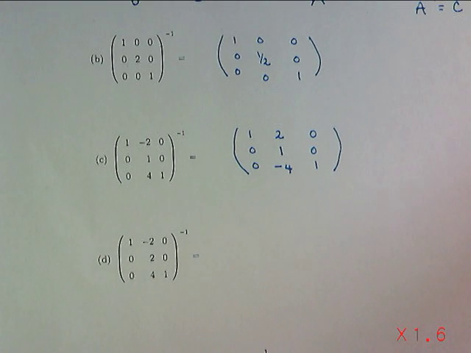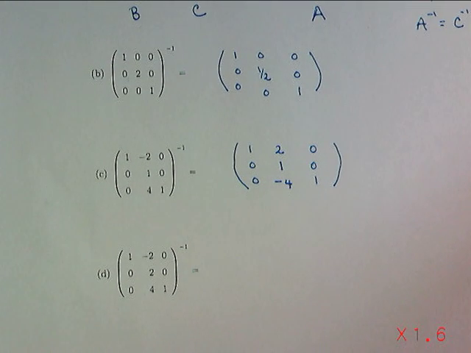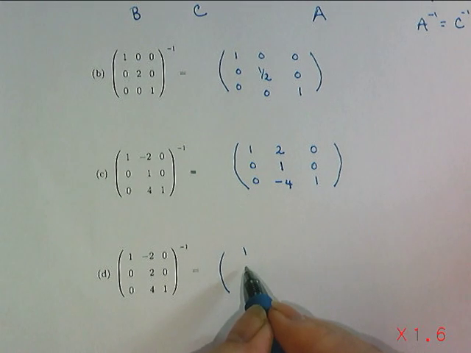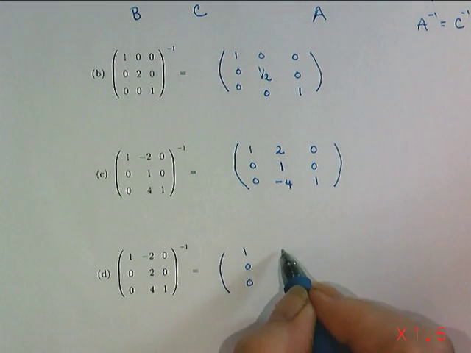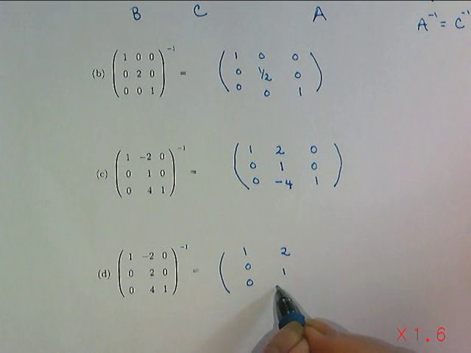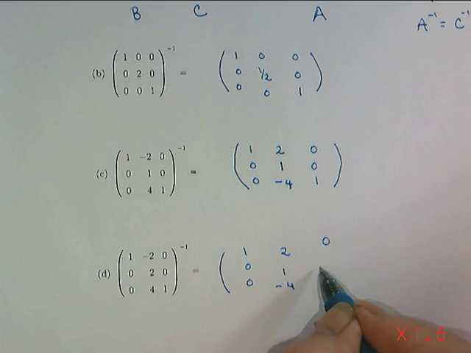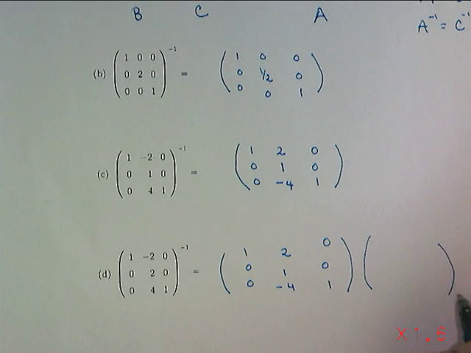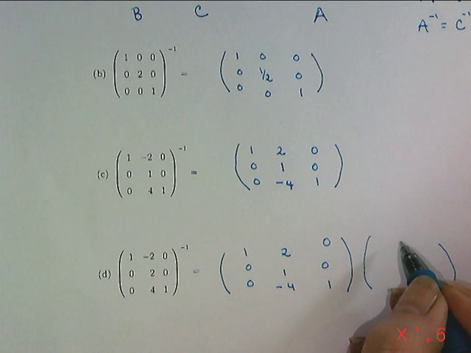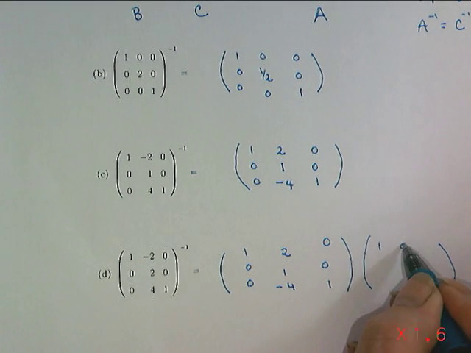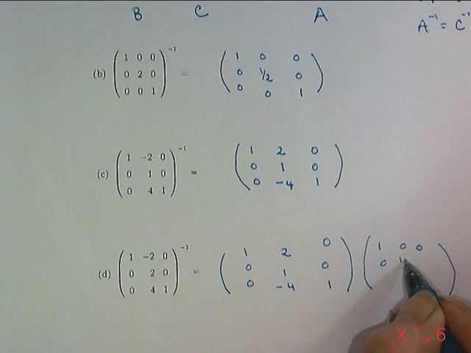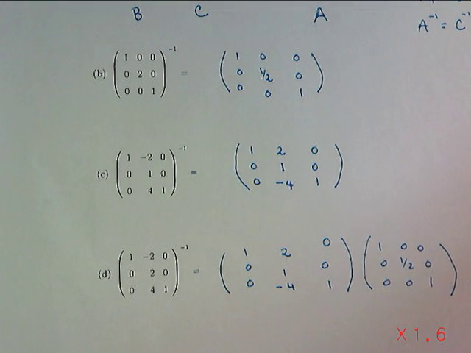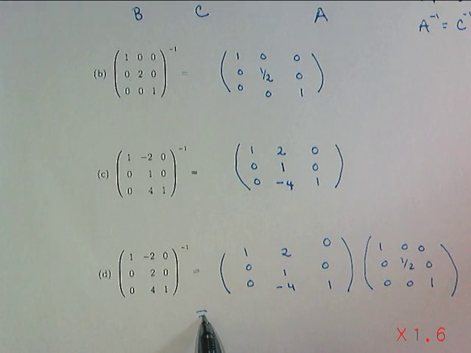So what I need to do here is take the inverse of C, which was 1, 0, 0, 2, 1, negative 4, 0, 0, 1, and multiply it on the right by the inverse of B, which was 1, 0, 0, 0, 1/2, 0, 0, 0, 1. And so I can do that.